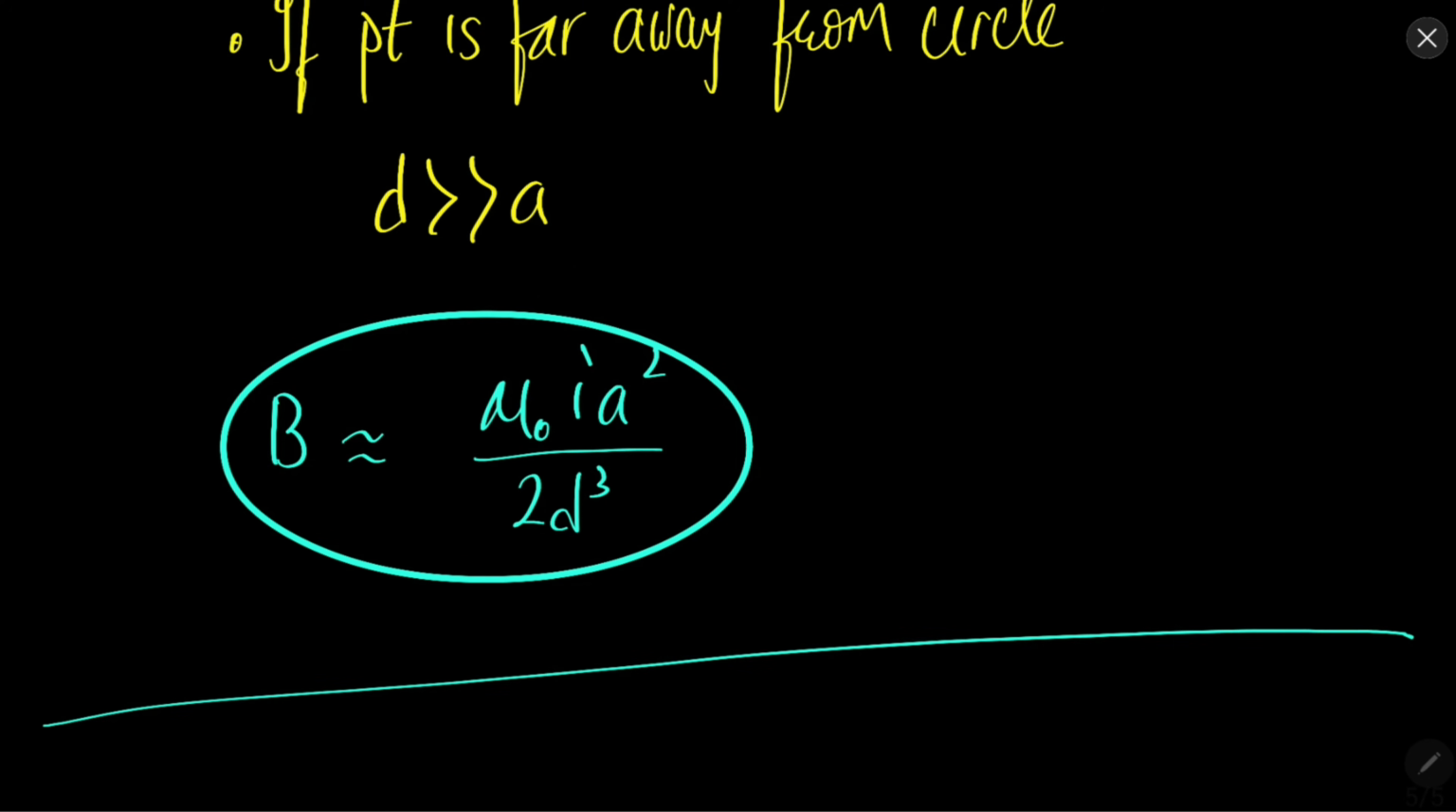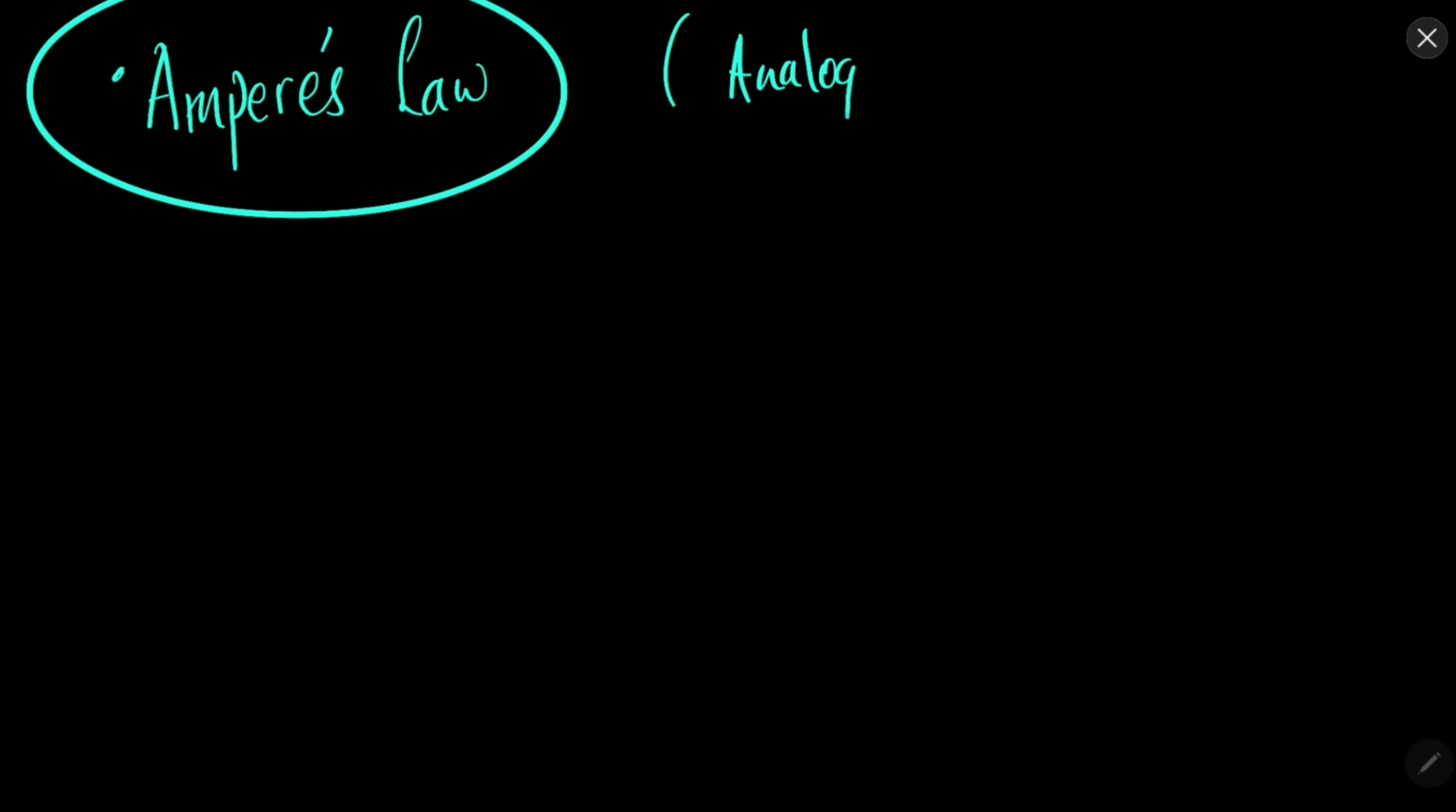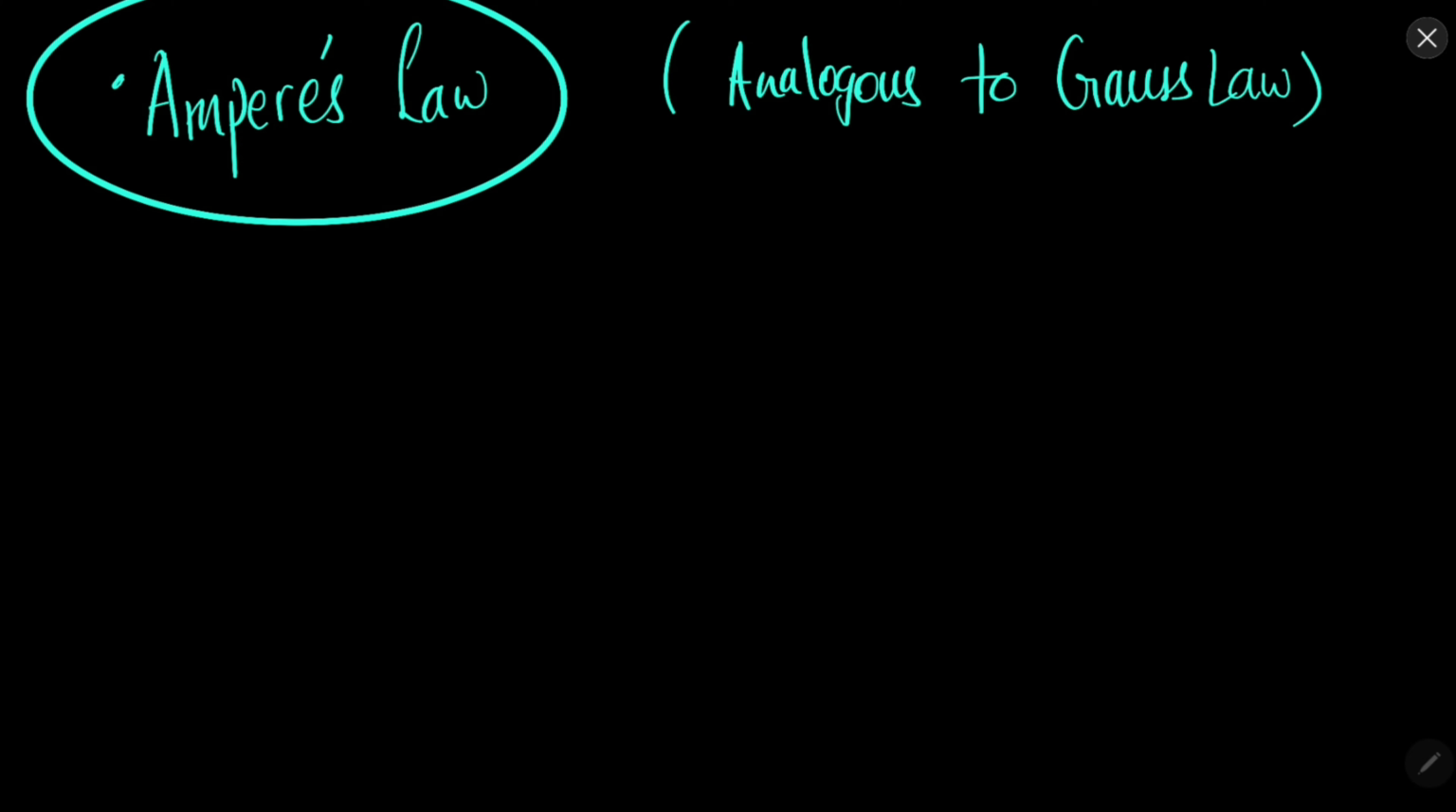So this is for the circular coil. Now let's start with the very important law, which is Ampere's law. Ampere's law in magnetism is analogous to Gauss's law in electricity.